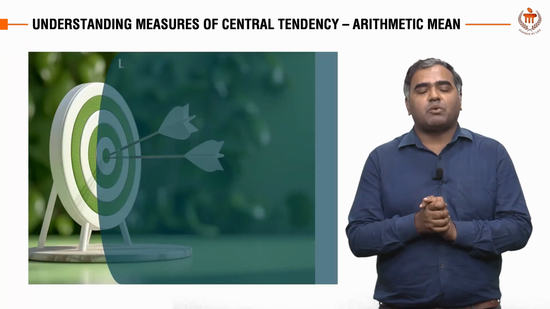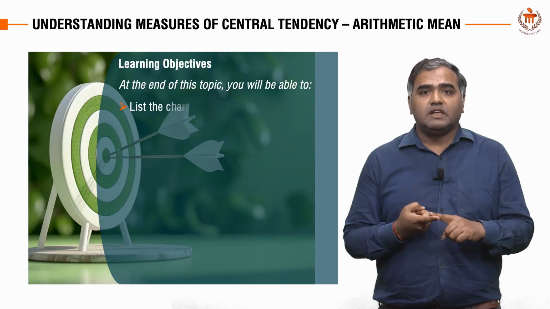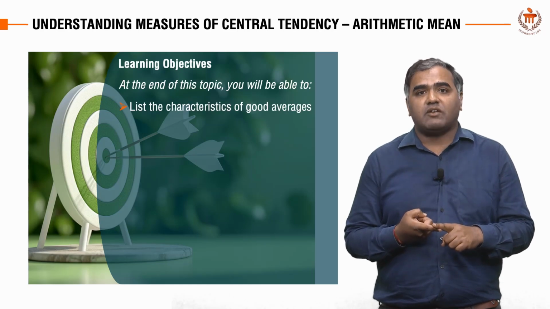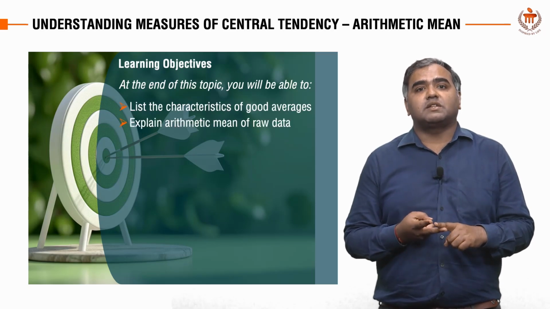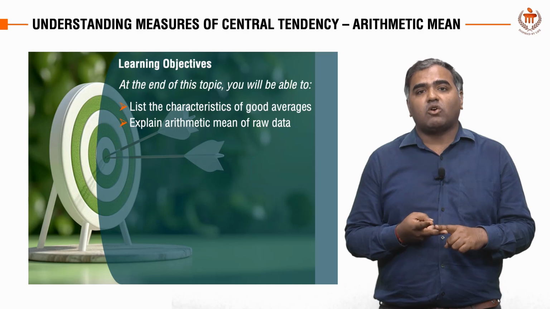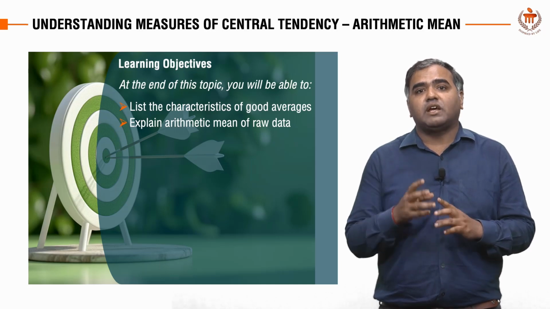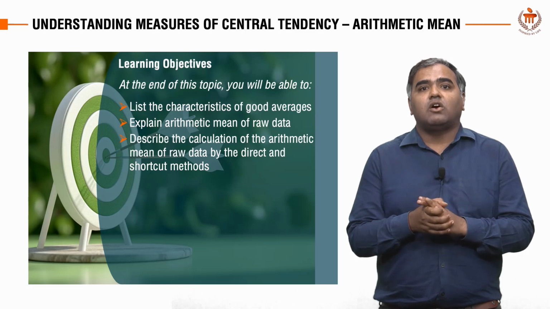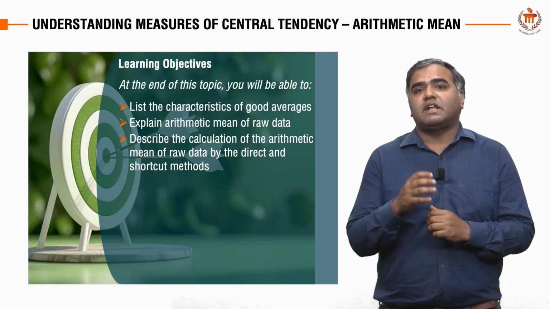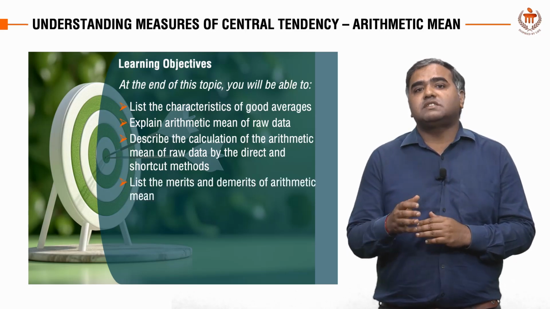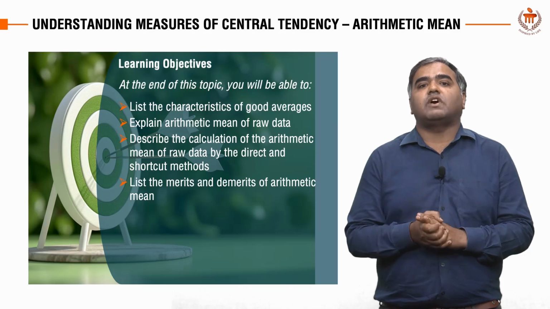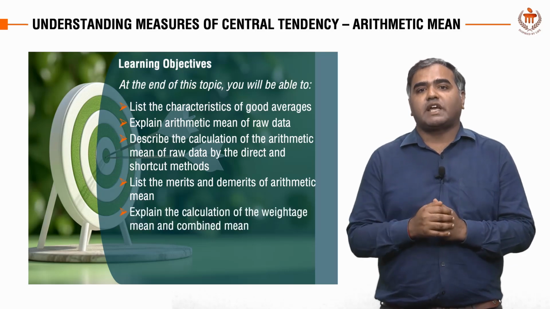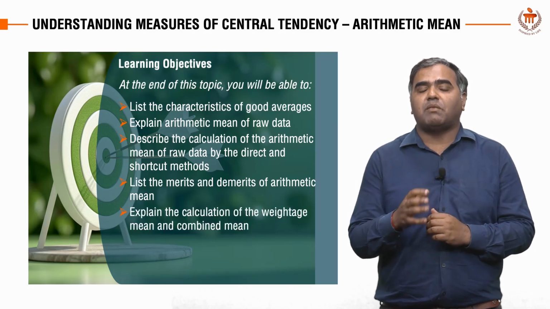At the end of this topic, you will be able to list down the features of good averages and explain the arithmetic mean, where we'll work on raw data. We'll describe its calculation for raw data by the direct method and by the shortcut method. We'll list down the merits and demerits of arithmetic mean. We'll work on the calculation of weighted mean and combined mean.